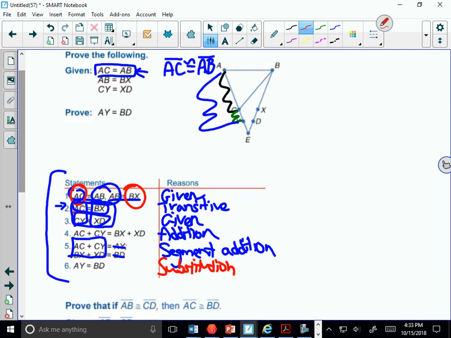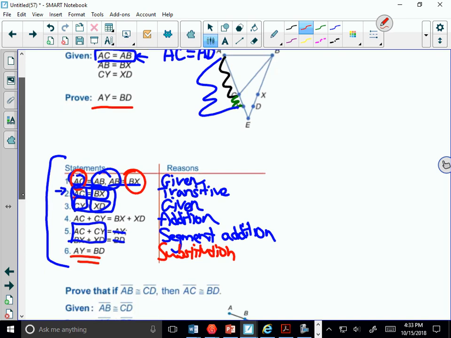And that gets me my proof. They wanted me to prove that AY was equal to BD, well, I just did, by substitution. So I want you guys to try the next two of those. They're both line segment ones.